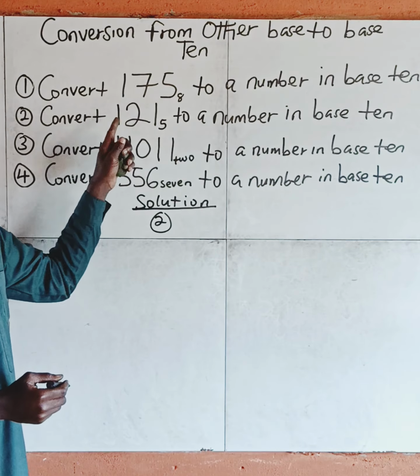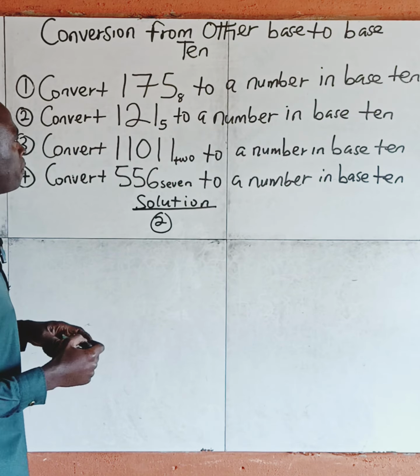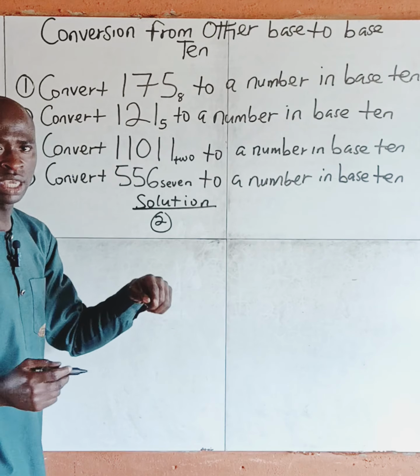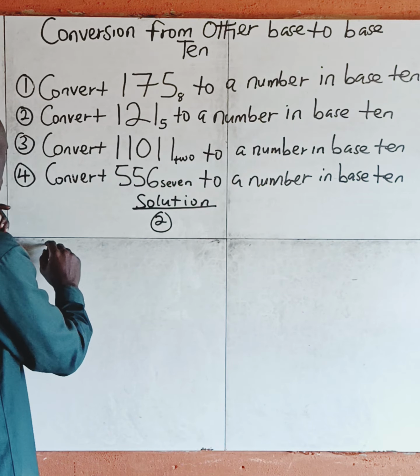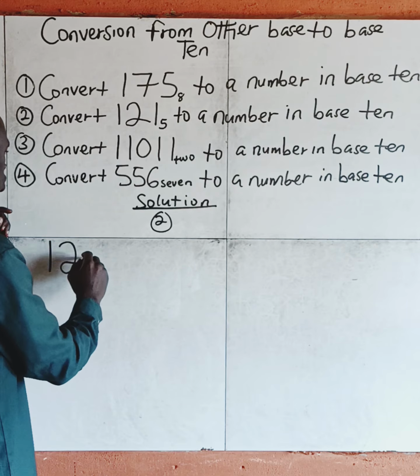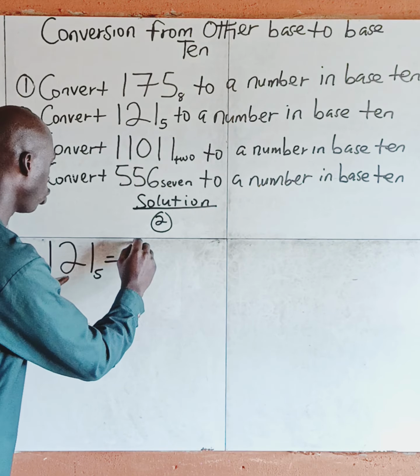Now, for question 2, we'll move straight to question 2 and solve it. Convert 121 base 5 to a number in base 10. What you simply need to do is very simple. Like I earlier said, you rewrite your question, which is 121 base 5. You can see for yourself. Now, we're going to open a bracket.